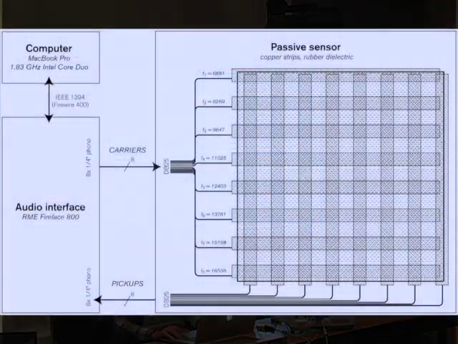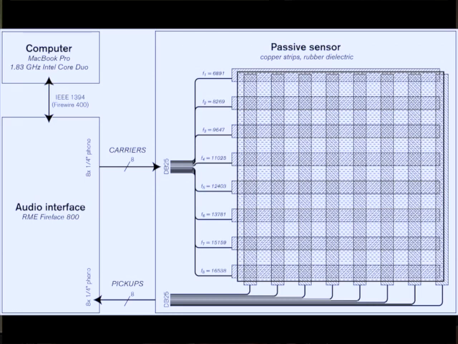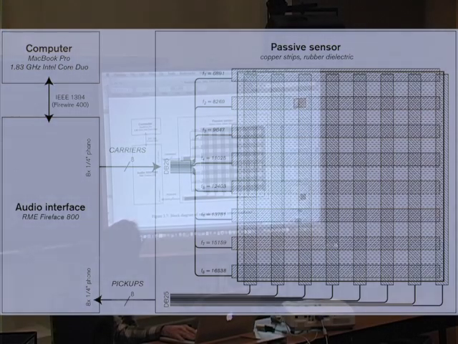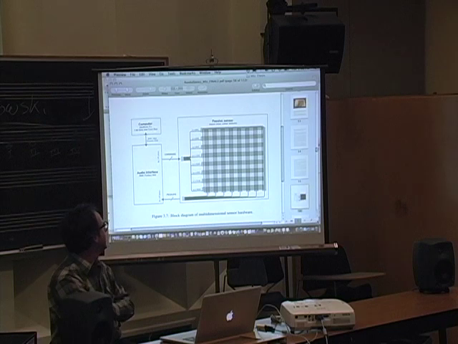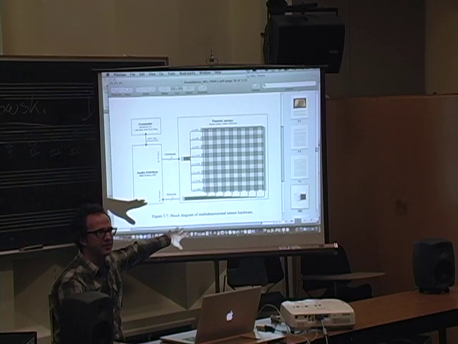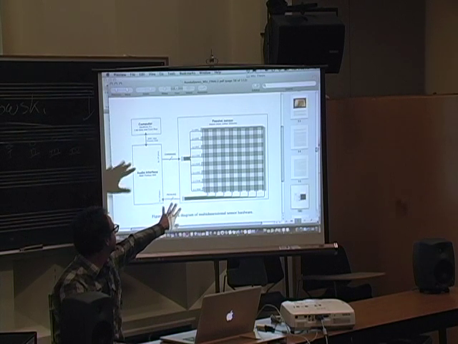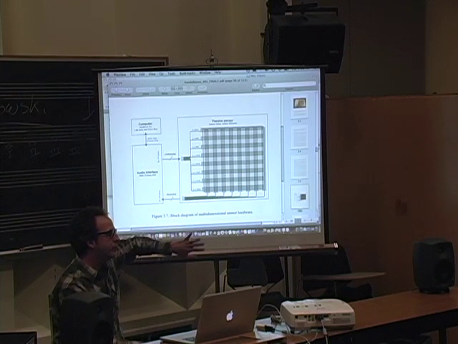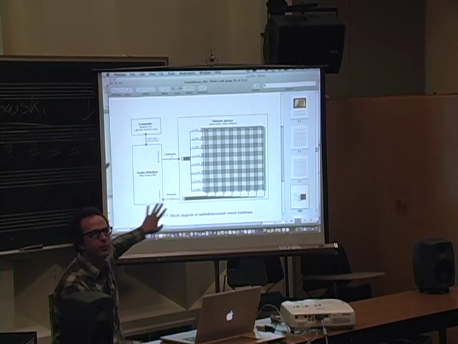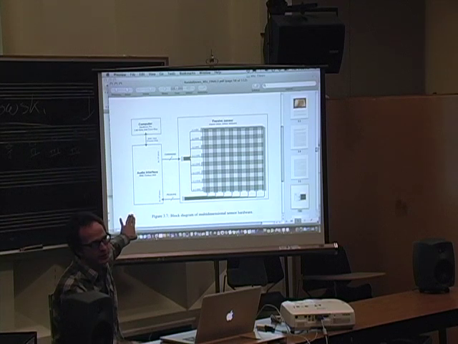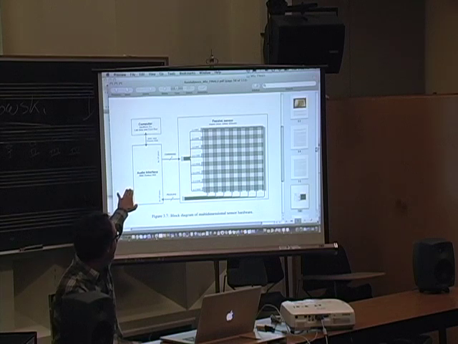So this is the drawing of what that ends up looking like. So this block to the right is the thing I just showed you with all the copper strips. To do the thesis work, 2 other components were required: an audio interface, 8x8, and a computer to do all the math.